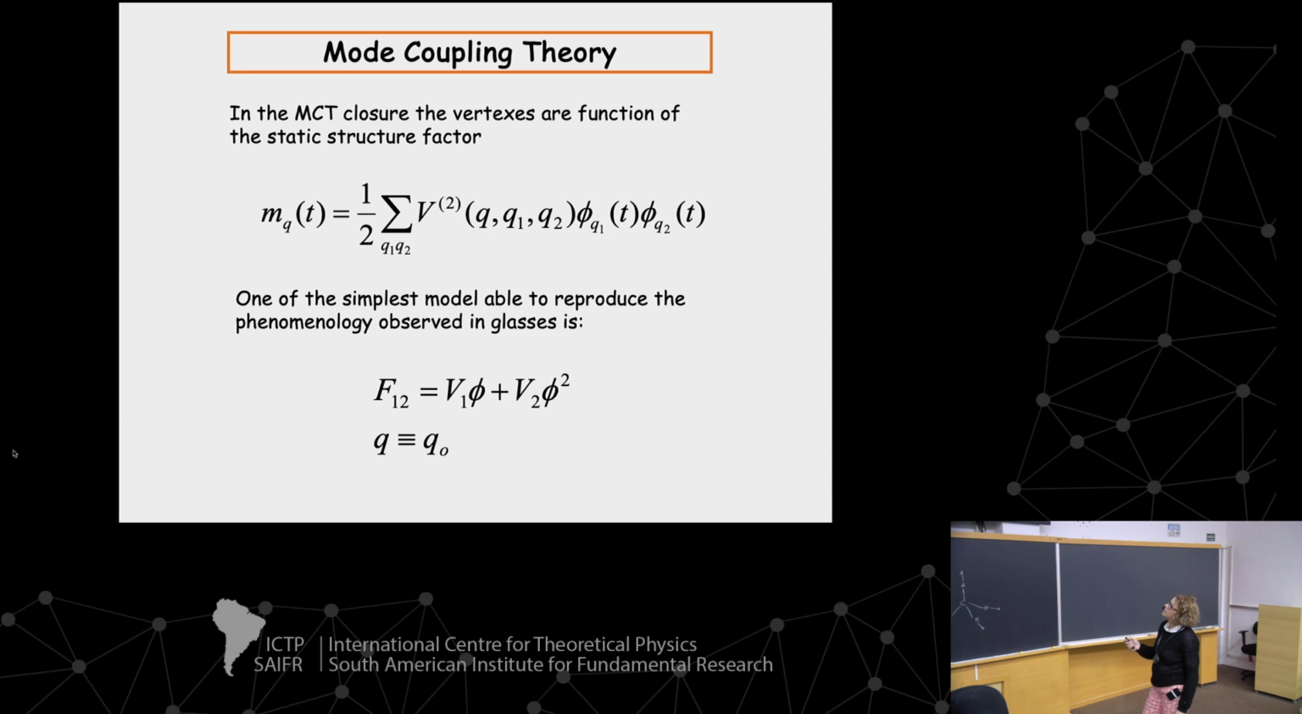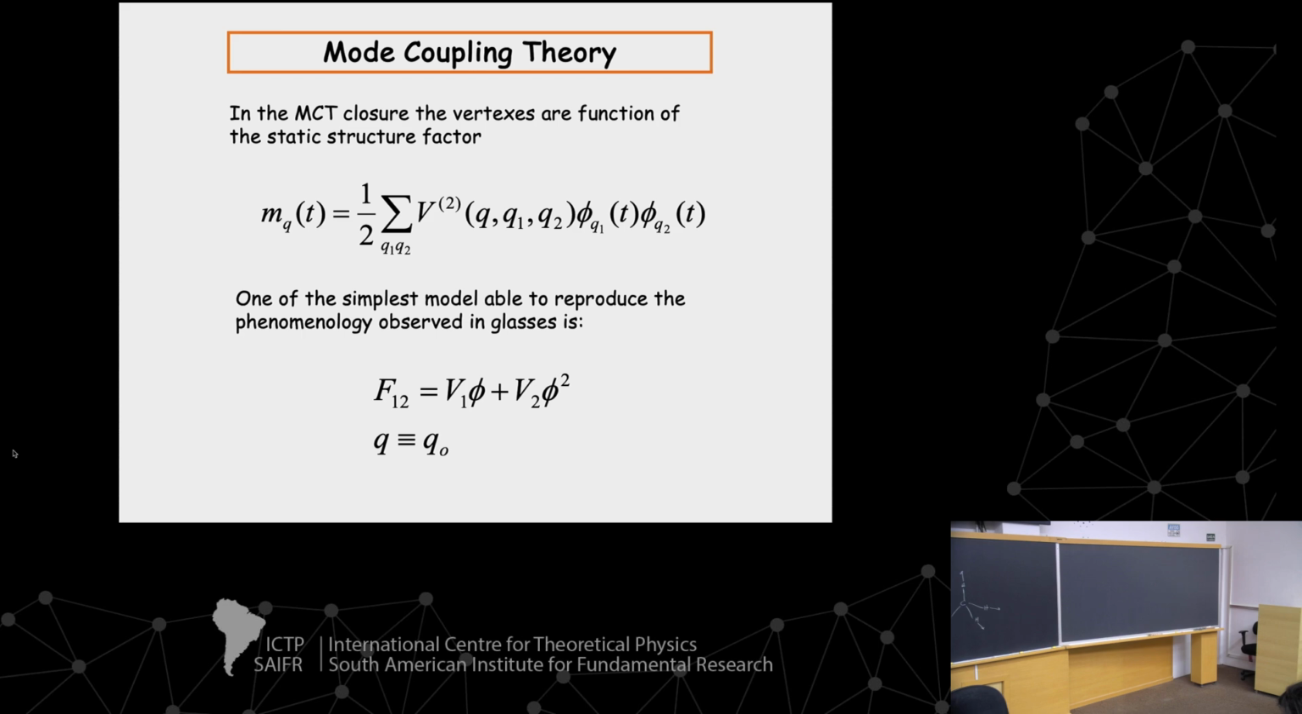In the MCT, the vertices, as I told you, are only a function of the structure factor, and one of the simplest models able to reproduce the phenomenology of the glasses is this one called F12, when you have two vertices. Okay, here and in the preceding slide, you saw this Q0, and in the previous one you saw Q max.